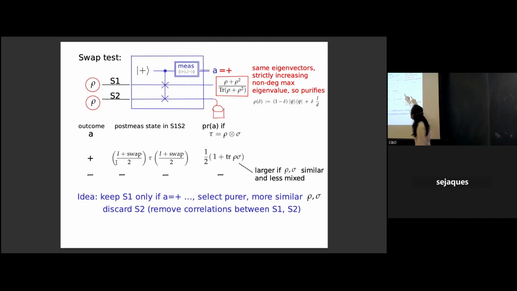The remaining state in S1 has a very simple form. It has the same eigenstates, just different eigenvalues. If you check what happens to the maximum eigenvalue, and if it is non-degenerate, which means that the second largest eigenvalue is strictly smaller than that, then the output will have a maximum eigenvalue larger than before, on the same eigenstate. So that would have performed the task of purifying the state a little bit. You push the weight of the desirable signal state a little higher.